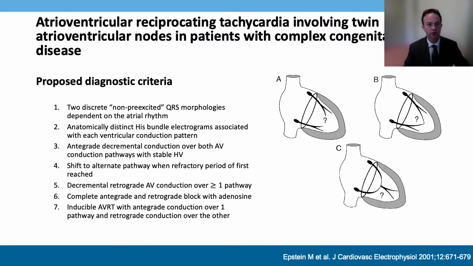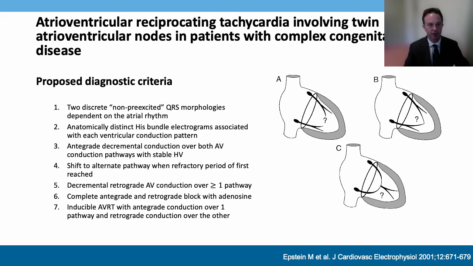Number 1, you have 2 discrete non-pre-excited QRS morphologies that depend on the atrial rhythm. 2, anatomically distinct His bundle electrograms associated with each QRS pattern. Number 3, antegrade decremental conduction over both AV conduction pathways with a stable HV interval. 4 is a shift to the alternate pathway when the refractory period of the first is reached. I'm going to talk about how this is not always seen, however.